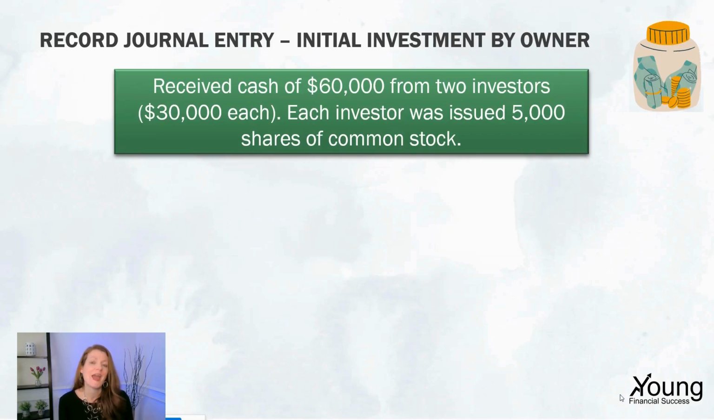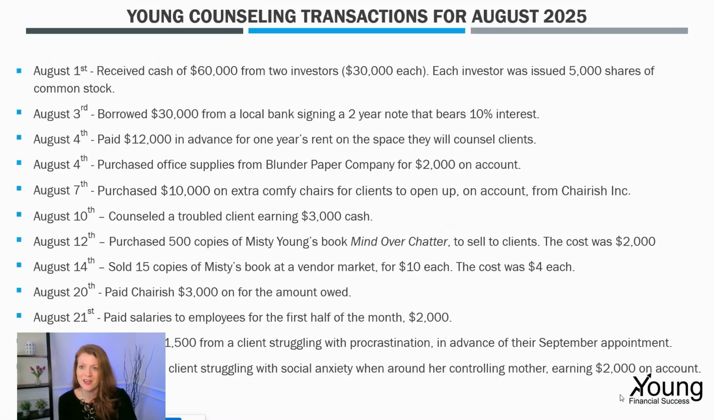Okay, so we're looking at Young Counseling Services, and they received cash of $60,000 from two investors of $30,000 each. Each investor was issued 5,000 shares of common stock. Well, that's a lot of information. So let's talk about what we need here. If this all happened at one time, which we saw, I have the dates there. It did all happen on August 1st.